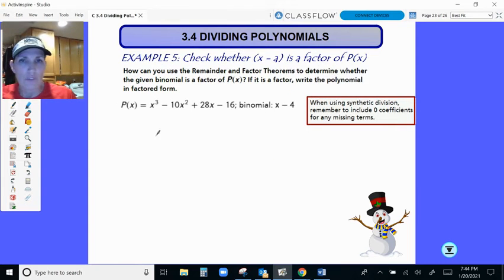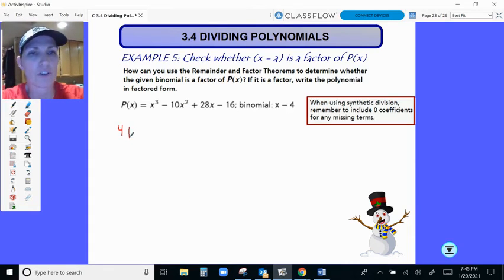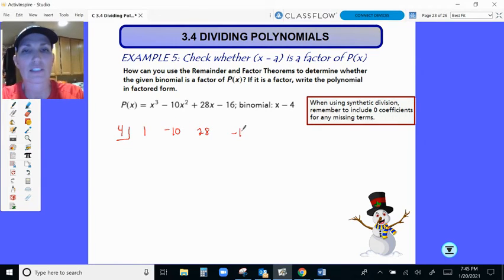So how about this one? Can we figure out if x minus 4 is a factor here? So we're going to divide by 4. And hopefully at some point, you guys are going to get really fast at this division, okay? We have all of our powers, so 1, negative 10, 28, negative 16.